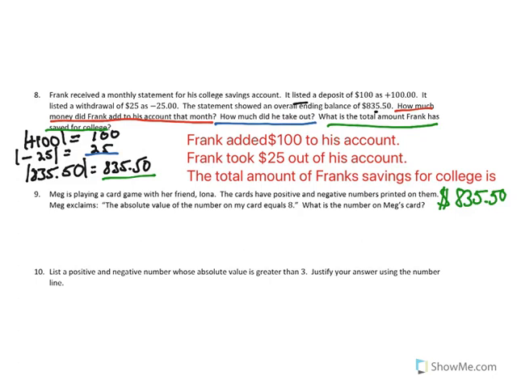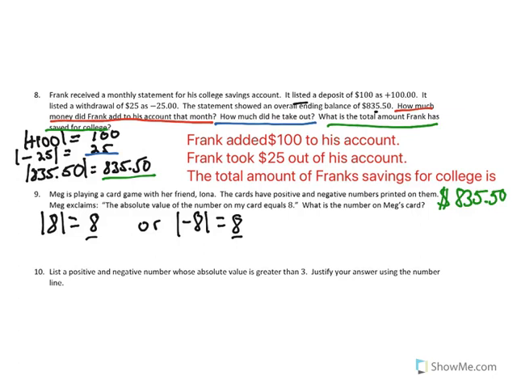Well, actually, the number on Meg's card could be one of two numbers. The number could be positive 8, because the absolute value of positive 8 is 8. But it could also be negative 8, because the absolute value of negative 8 is also 8. And if she's saying the absolute value of it on her card equals 8, it could be either one, and so you really can't tell what her number is.